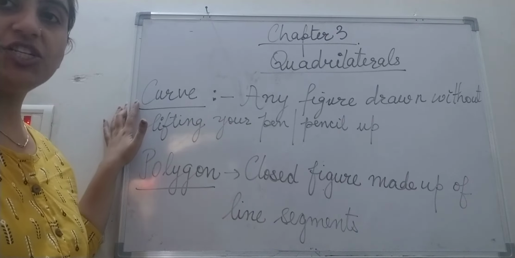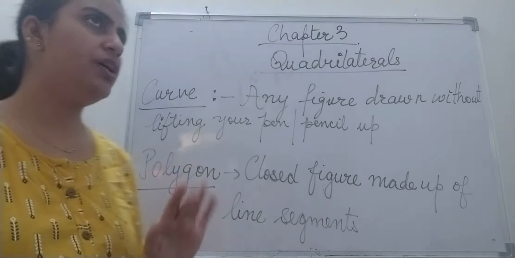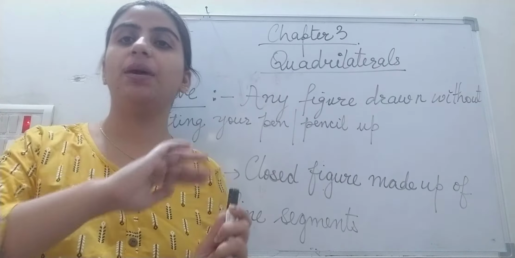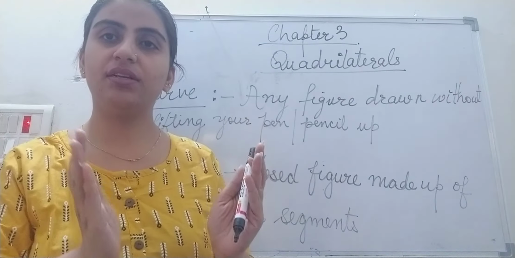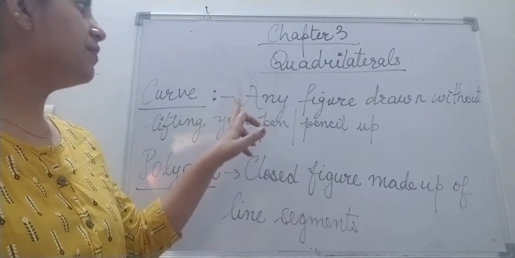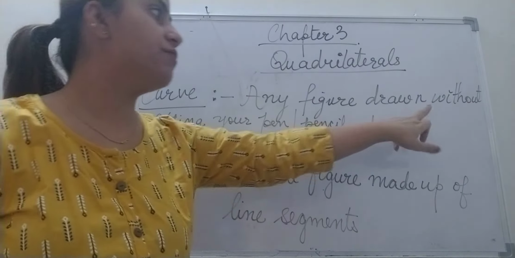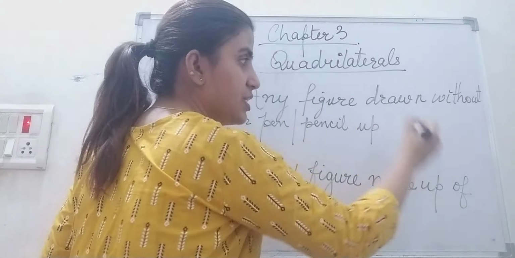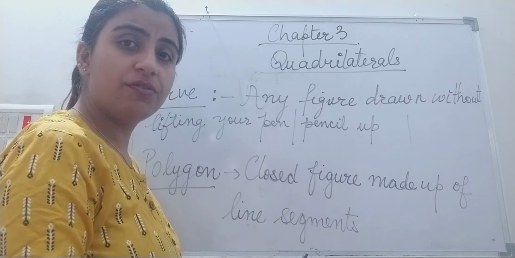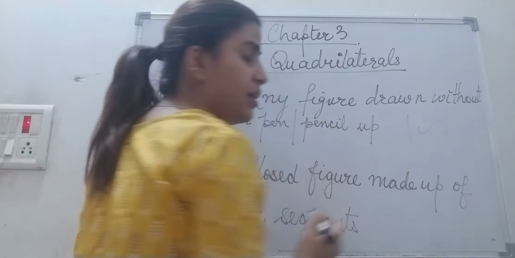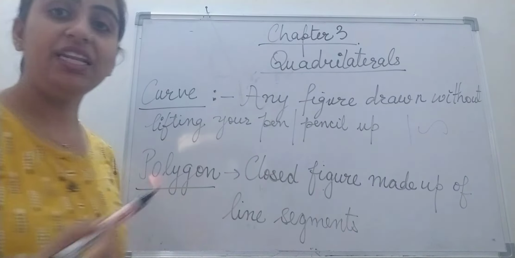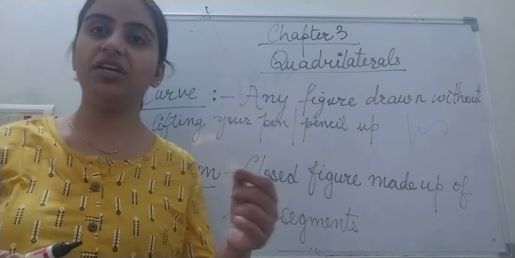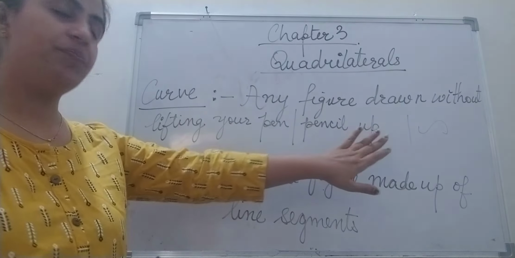The first definition is curve. Till now we have learned that a curve is something drawn with a twist in the turns. That is not a curve. A curve is actually any figure drawn without lifting your pen or pencil up. If I am drawing this line, it is also a curve. If I am drawing this thing, it is also a curve. Any figure which is drawn without lifting your pen or pencil up is called a curve.